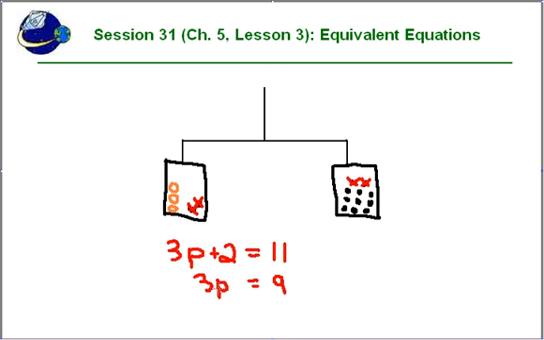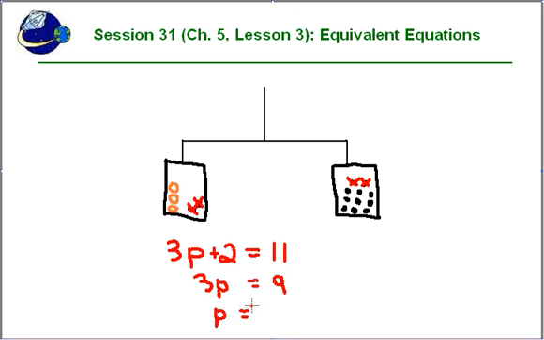Well, right now it's being multiplied by 3. So how do we undo multiplication? What is the inverse of multiplication? The inverse of multiplication is division. So if we divide both sides by 3, what will that give us? Well, if we go 3p and divide it by 3, that leaves us just a p.